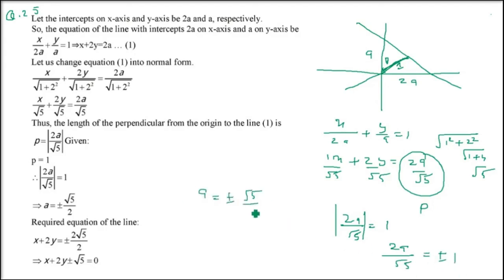Now you already have the equation x plus 2y equals 2a. Put a as plus minus root 5 by 2 to cancel, so you can bring it here to be x plus 2y minus or plus, plus minus, whichever you want, root 5 equals 0. So this is the way. 2 lines will come.